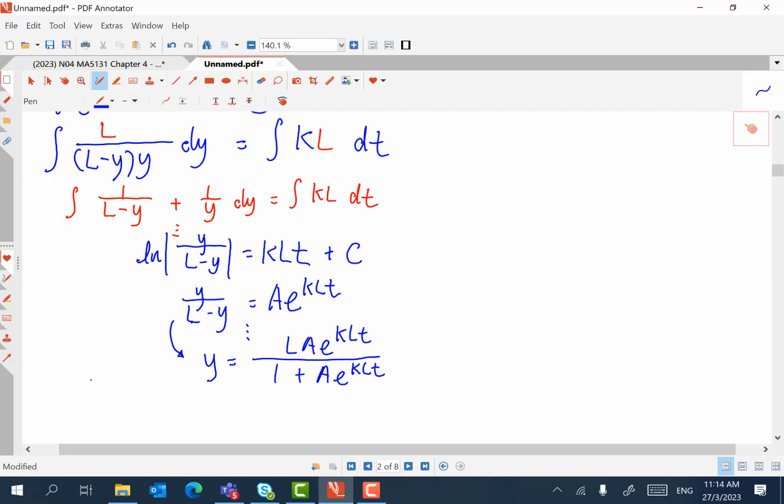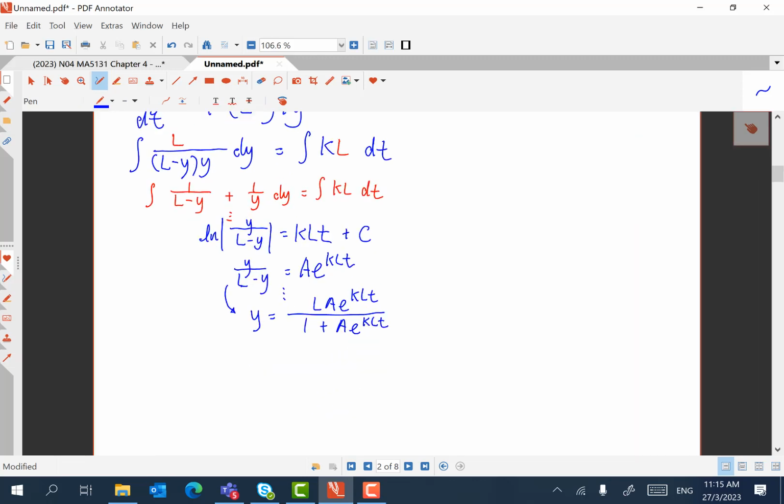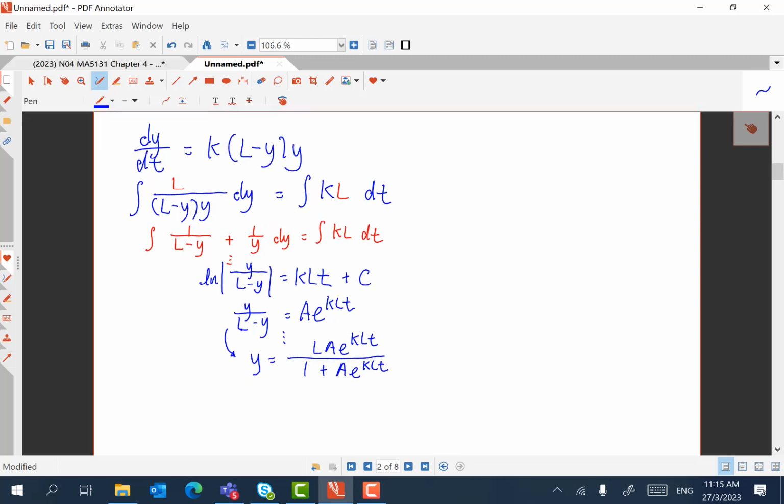And you thought that it's the end of the story. It's not. For this question, I got one more piece of information: that when t is equal to 0, y is equal to y naught. Typically, it is written like this. Now you want to find a constant a in terms of whatever you have there.